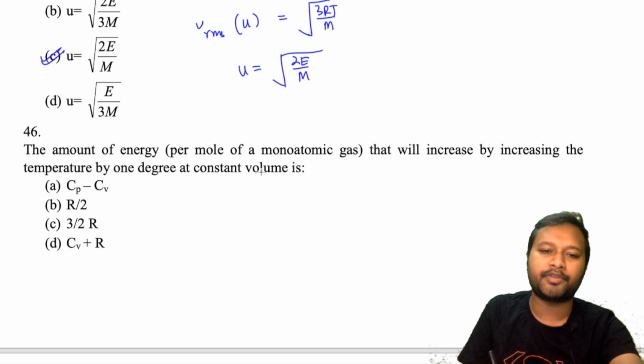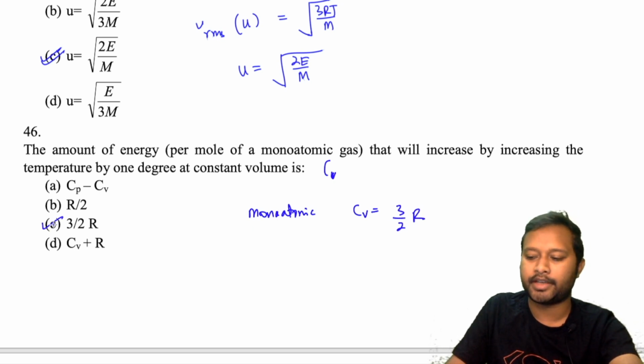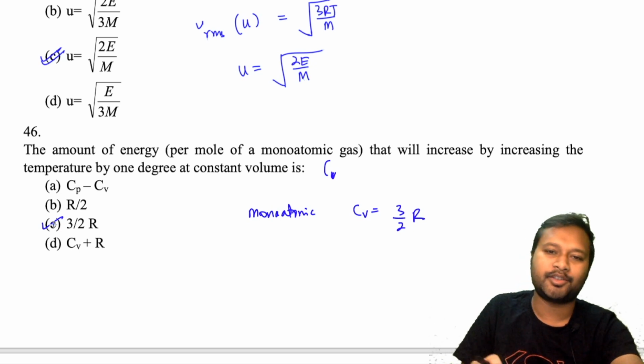It says the amount of energy per molecule of the monoatomic gas that will increase on increasing the temperature by 1 degree at constant volume. Now you know that this is the definition of CV, and for a monoatomic gas, CV is equal to 3/2 R. That becomes your option number C as the correct option. All right, let's go for the next one.